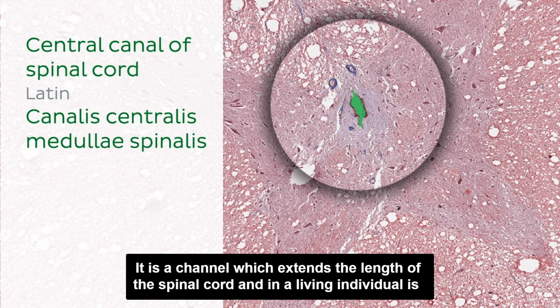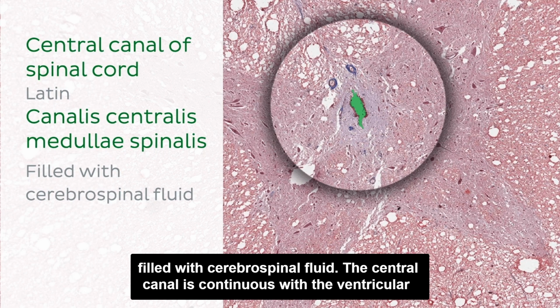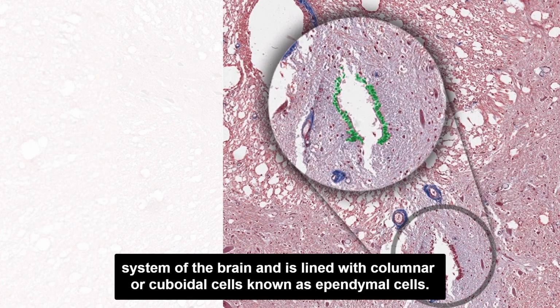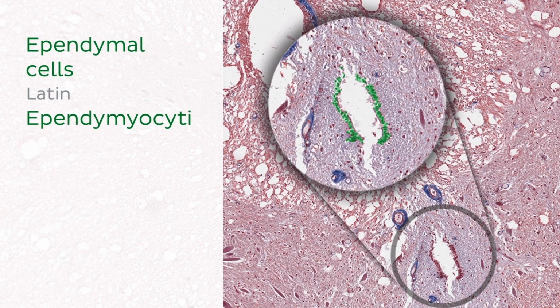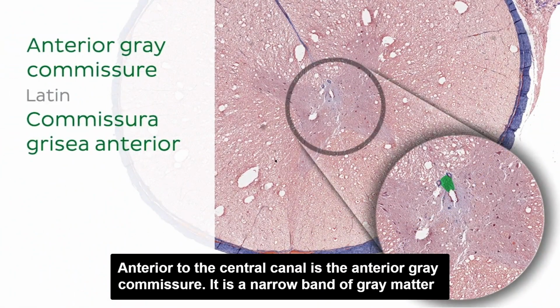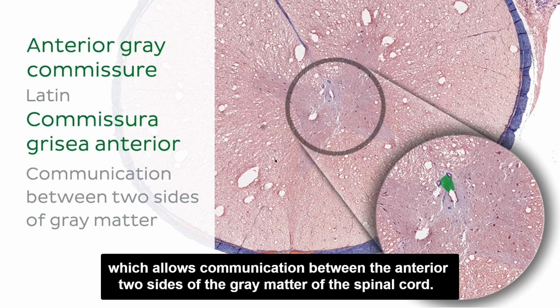It is a channel which extends the length of the spinal cord, and in a living individual is filled with cerebrospinal fluid. The central canal is continuous with the ventricular system of the brain and is lined with columnar or cuboidal cells known as ependymal cells. Anterior to the central canal is the anterior gray commissure. It is a narrow band of gray matter which allows communication between the 2 sides of the gray matter of the spinal cord.